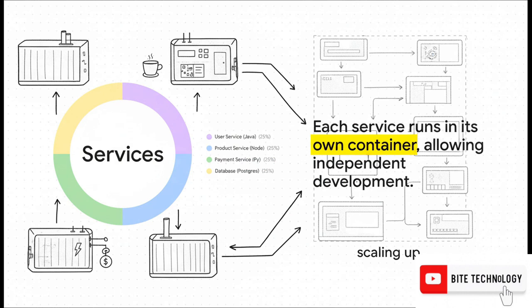Now, let's take that simple idea and scale it way up, because this is where containers really truly shine. In modern software, a big application is often broken down into a bunch of smaller, independent services called microservices. And as you can see here, each service can be written in a completely different language. You can have Java talking to Node.js talking to Python, and it doesn't matter, because each one lives happily in its own perfect isolated container.